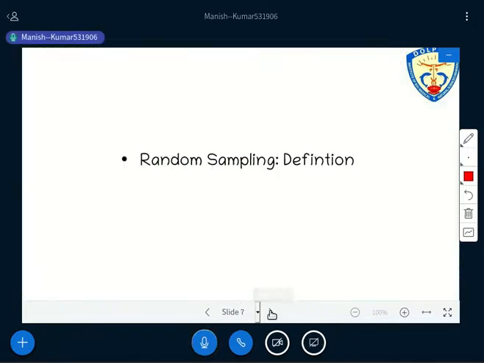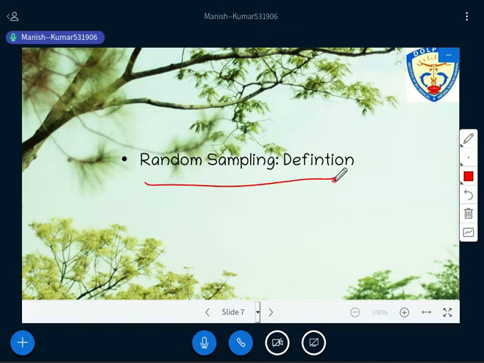So first we go through random sampling. First you need to understand what random sampling is. As I already explained in the previous discussion, random sampling means that you are selecting a sample in such a way that, listen carefully, all the possible units of the same size, or all the sampling units, have an equal chance of being selected or chosen.